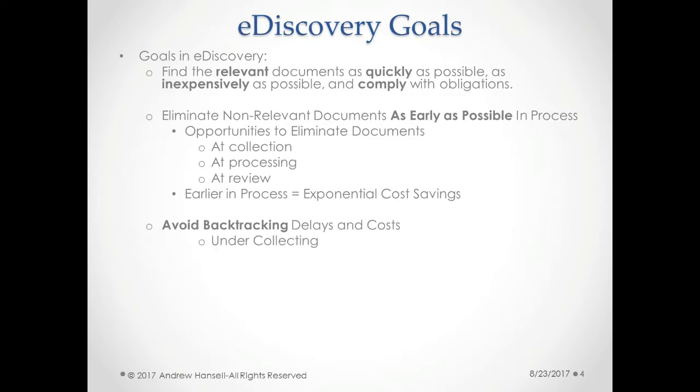Some of these can be things like under-collecting. If we filter our data too much at collection, we may end up having to go back, if we can. And if the data has been lost since then, we might not ever be able to get it. Decisions in processing: if we process our data incorrectly, we might have to go back and reprocess it and recreate the database, and that's going to be an expensive and time-consuming process.